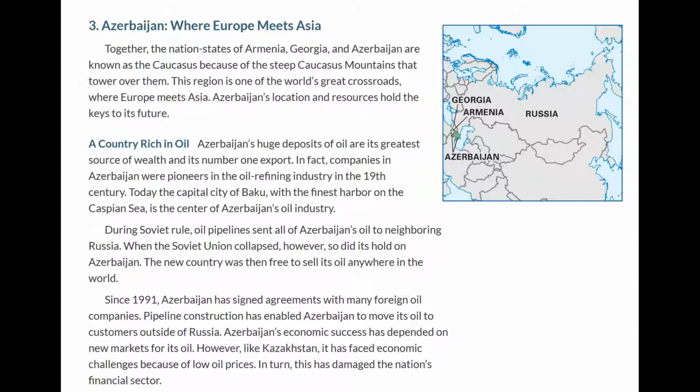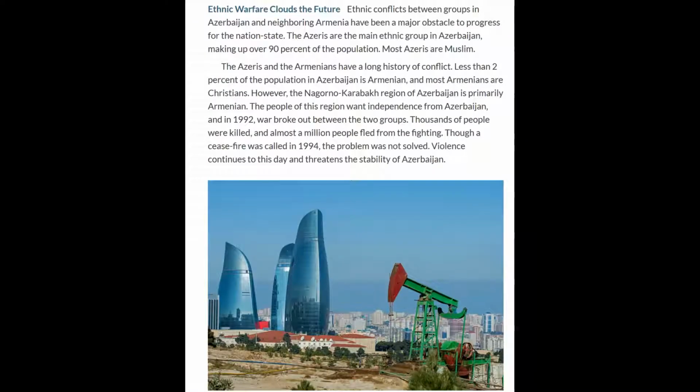Azerbaijan's economic success has depended on new markets for its oil. However, like Kazakhstan, it has faced economic challenges because of low oil prices. In turn, this has damaged the nation's financial sector. Ethnic conflicts between groups in Azerbaijan and neighboring Armenia have been a major obstacle to progress for the nation-state.